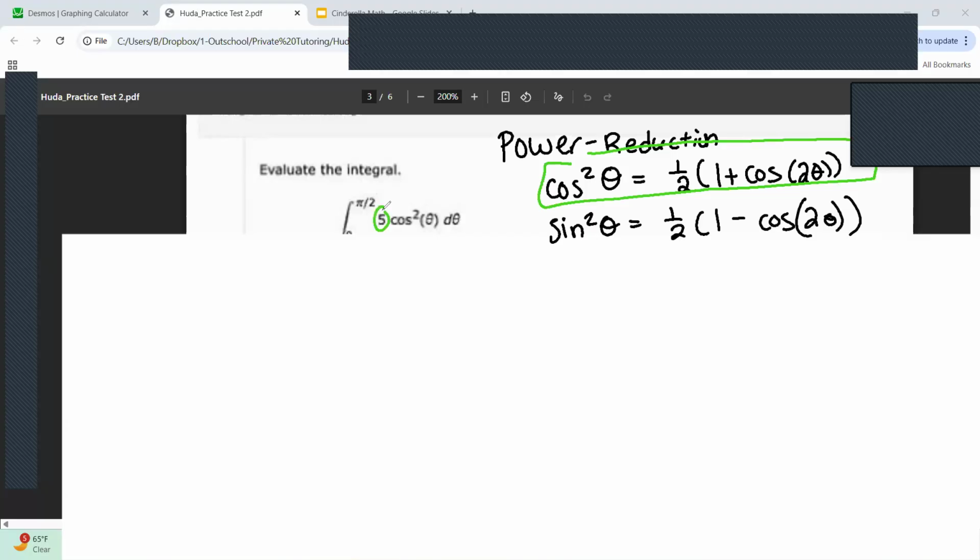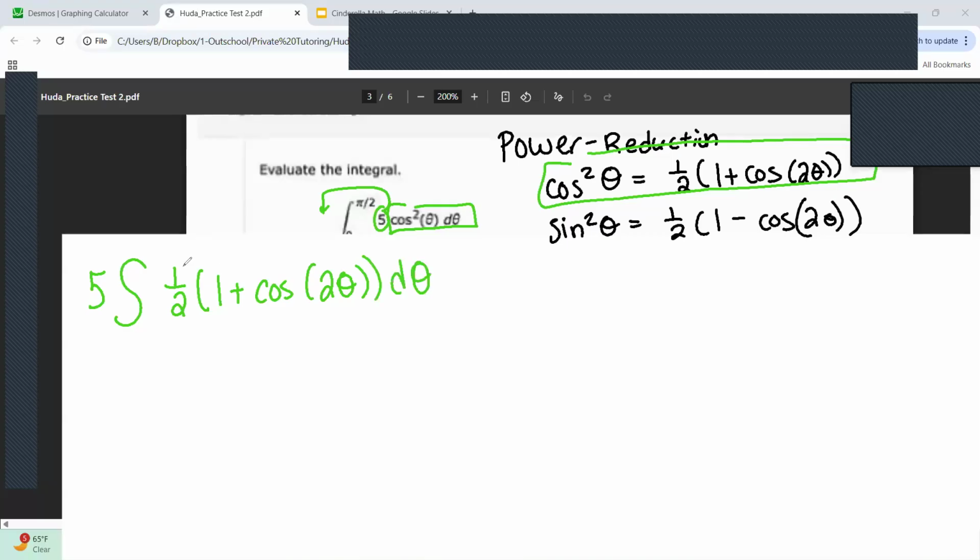Okay, so let's pull this 5 out. So that's going to be 5 integral. And now we're using the power reducing formula for this cos squared. So we're changing that to 1/2 parenthesis 1 plus cos 2 theta and still d theta. Let's pull this half. So that's going to be 5 times a half, better known as 5 halves, integrate 1 plus cos 2 theta d theta.